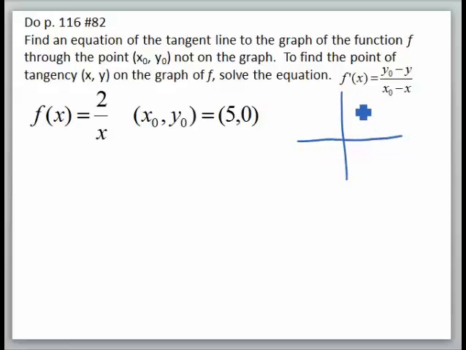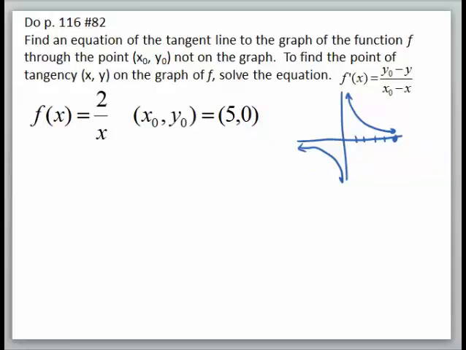This is the function 2 over x. It looks something like this, and this is just a sketch. But what I'm showing you is that this graph is never going to pass through 5, 0. Here's 5, 0. It's never going to pass through there. Watch, when you plug in 5, you get 2/5. It's going to pass through the point 5, 2/5, but not 5, 0.